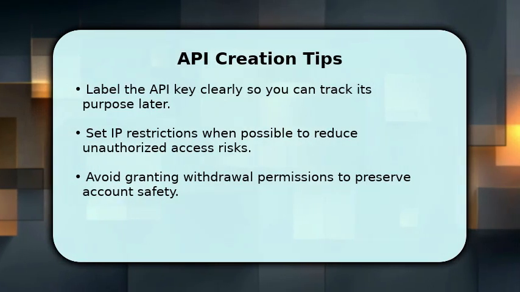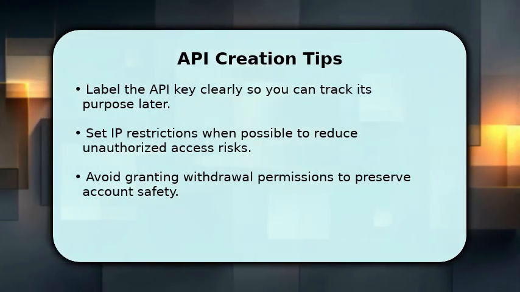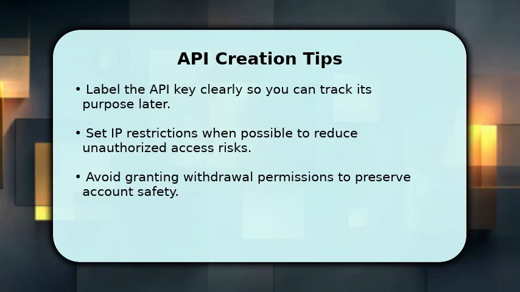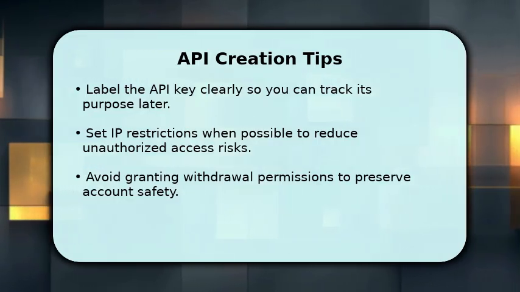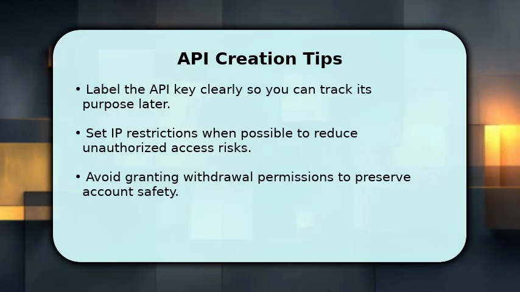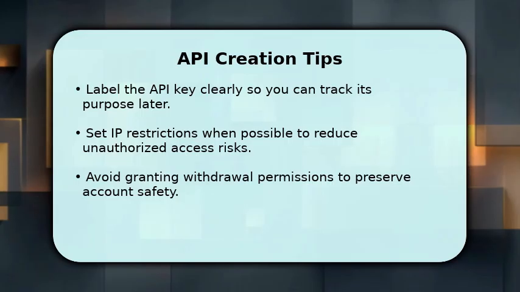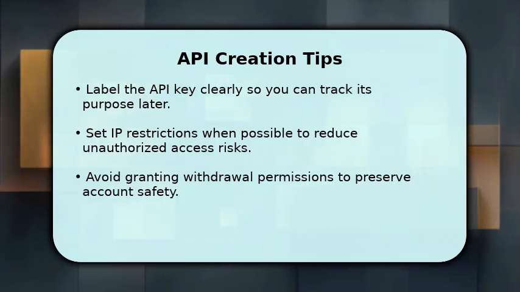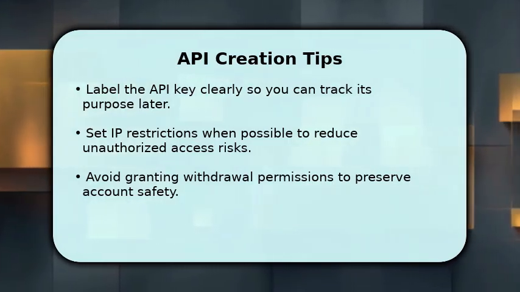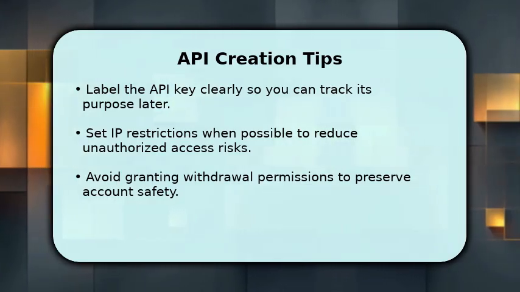Start by logging into Binance and navigating to API management to create a new key. Use a clear label so you remember which tool uses that key and apply IP restrictions when practical. Only enable permissions you need, typically read and trade, and never grant withdrawal rights. Store the secret in a secure password manager and do not share it.